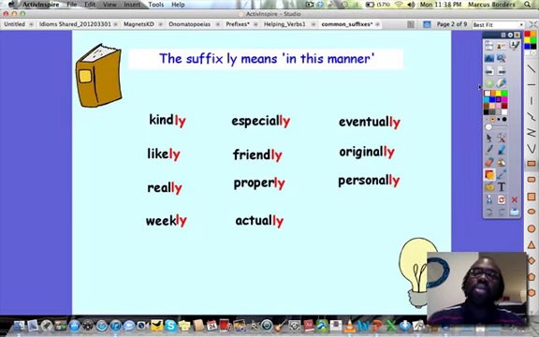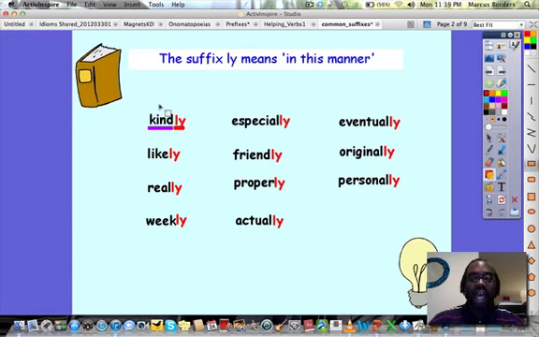Here are some examples of different words, or base words, or root words, with suffixes attached to them, okay? The suffix li means in this manner. So just take a moment and go through these words: kindly, especially, eventually, likely, friendly, originally, really, properly, personally, weakly, and actually. Again, if you take these root words and the actual suffix, you change the meaning.